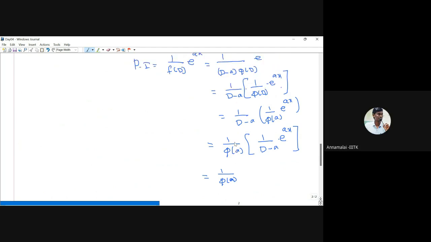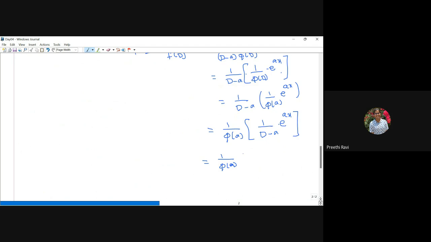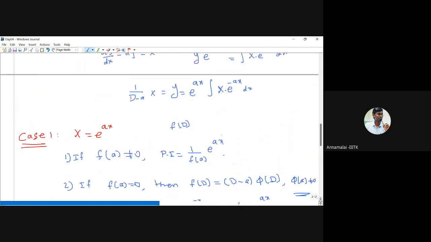Yeah, so better we use this method. Okay, sir. So now by the definition, just now we discussed, this is nothing but e power ax into the integral of capital X, but we have to multiply e power minus ax into dx, right? Because that is a result.